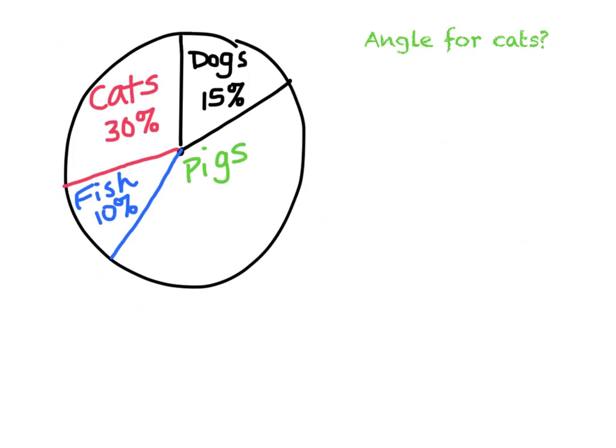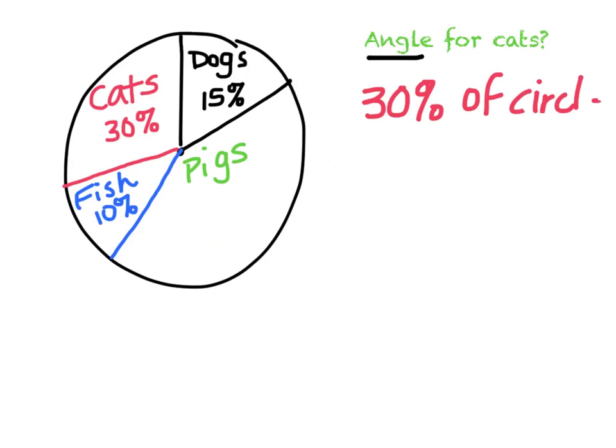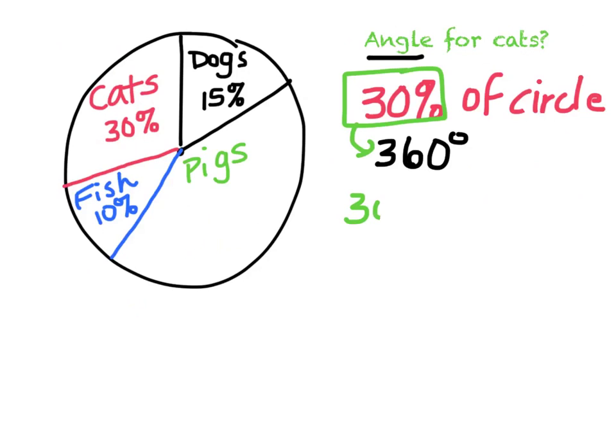All right, so our next problem, we want to figure out the angle. When I drew my circle graph, what's the angle for cats? First thing you need to realize is cats takes up 30% of the circle. So I should write that down. It's 30% of the whole circle. And I know that in a circle, all of the degrees have to add up to 360 degrees. So cats has to be 30% of this 360, so 30% of the 360 degrees.